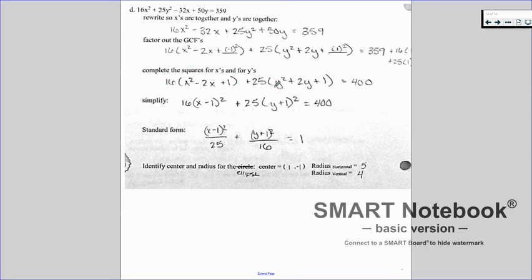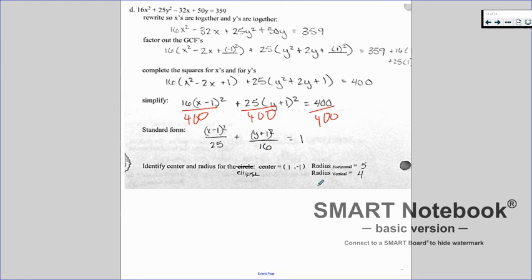There's my perfect square trinomial for the x's. There's my perfect square trinomial for the y's. 16 times, now I can factor that x, factor the y's. And now I want this to be a 1, so I'm going to divide by 400. Simplify. 16 over 400 is 1 over 25. 25 over 400 is 1 over 16. And there's my 1. So the center is at positive 1, negative 1. Horizontal radius is 5. Vertical radius is 4.